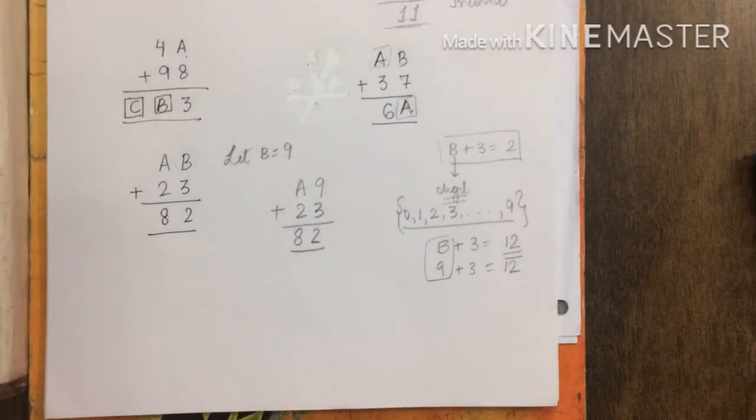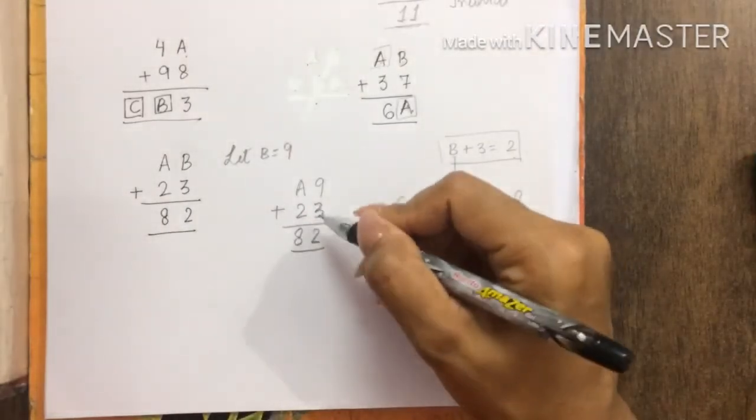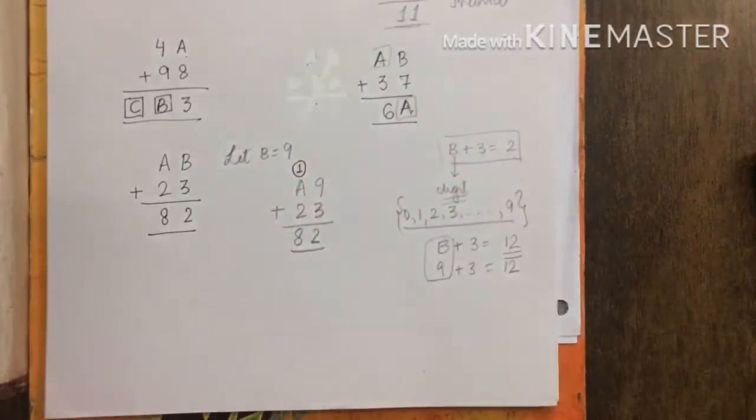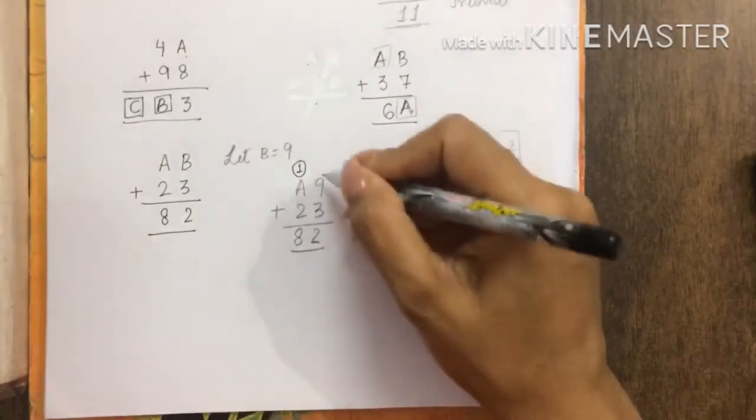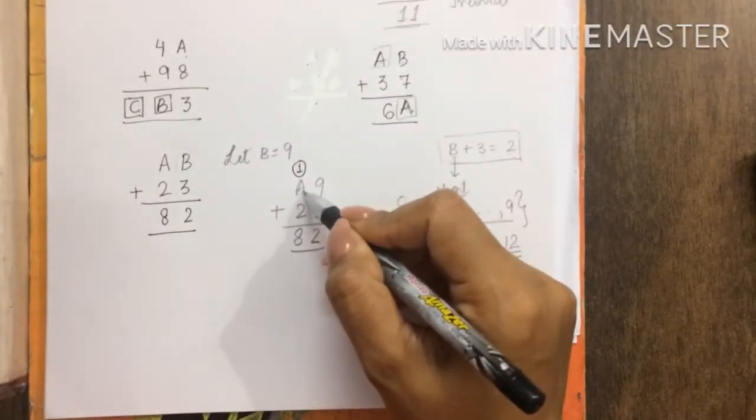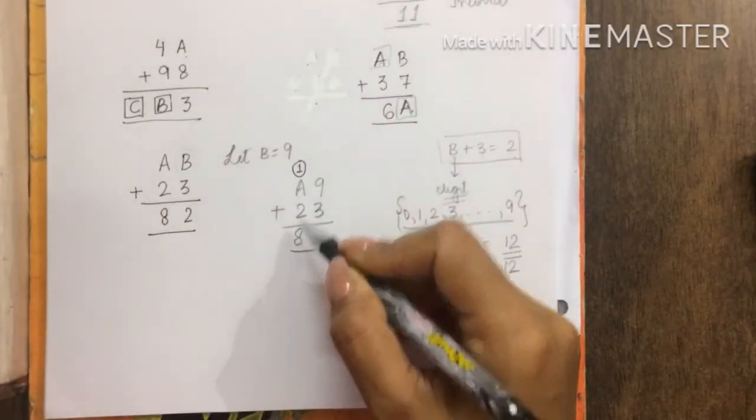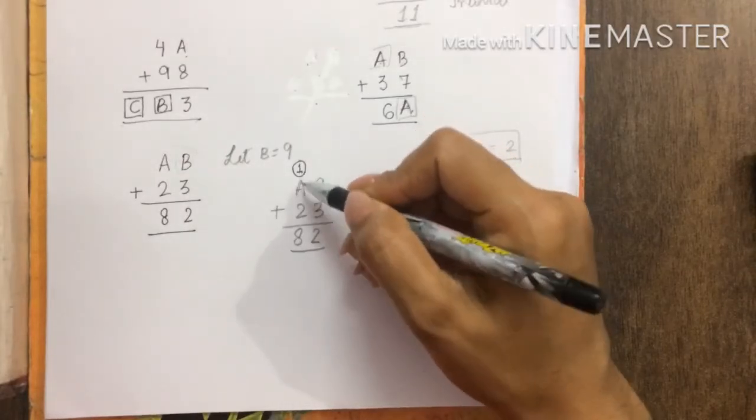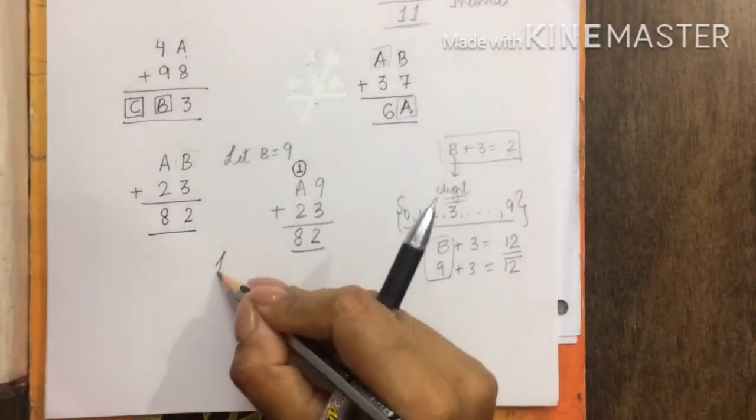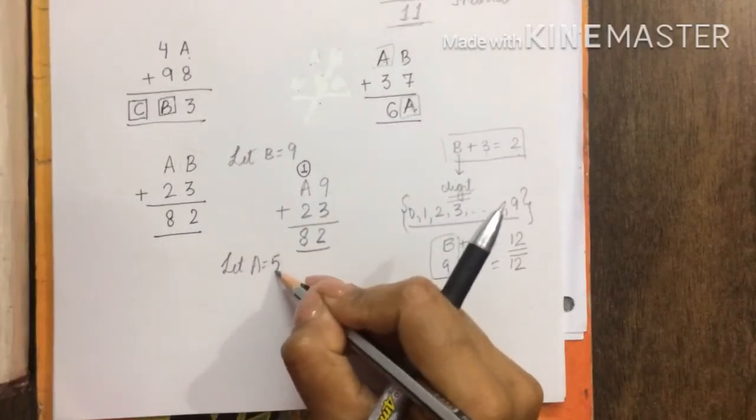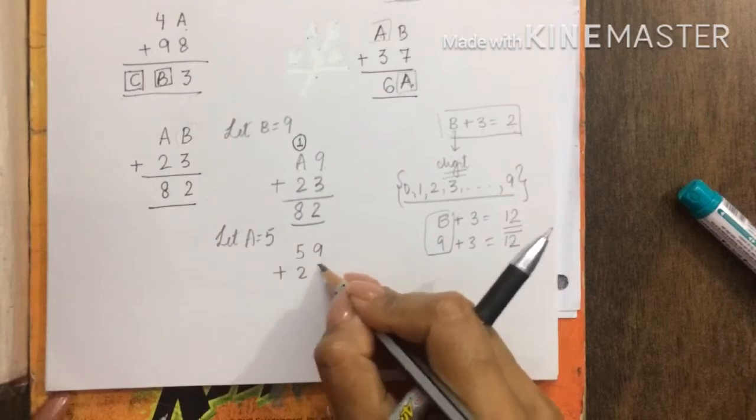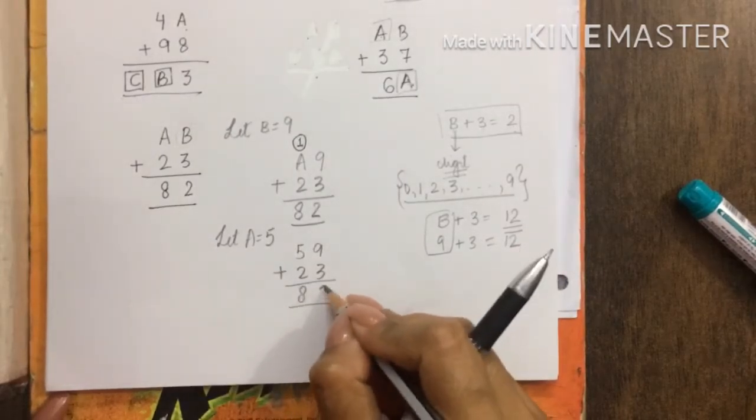Now this has started to make some sense because 9 plus 3 is 12. So I'll be writing 2 here and 1 will be carried over. I have solved one column. I need to now solve the second column. I need to fill a digit A so that the sum should be 8. Now 2 and 1 together make 3. 3 plus A should be 8. And what would that digit be? That means let A equal 5. Then my problem would look like this: 59 plus 23, and the total would be 82.